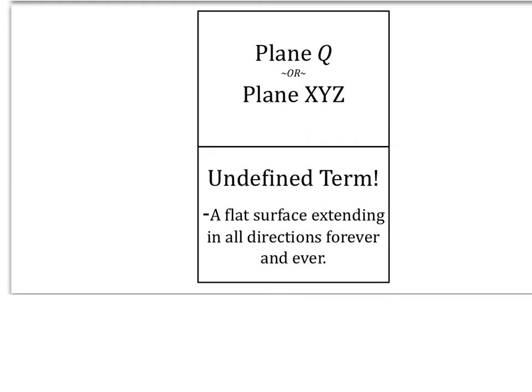Plane is also an undefined term, just like lines and points, and it's a flat surface extending in all directions forever and ever. Think of your desk, or maybe your table. If you have your notebook in front of you, and maybe it's laying on top of a table, that's kind of a plane, just so that you can visualize it.